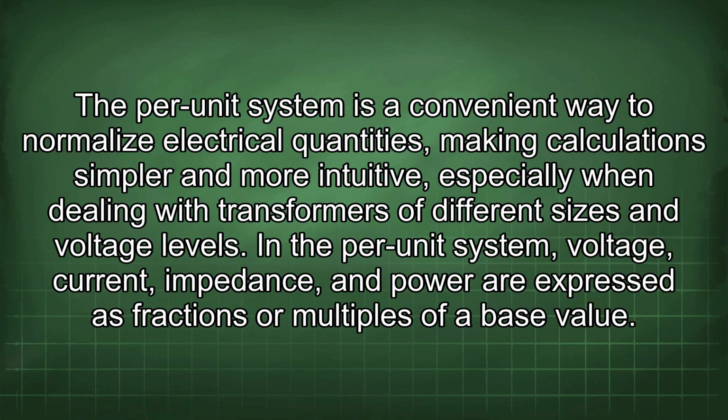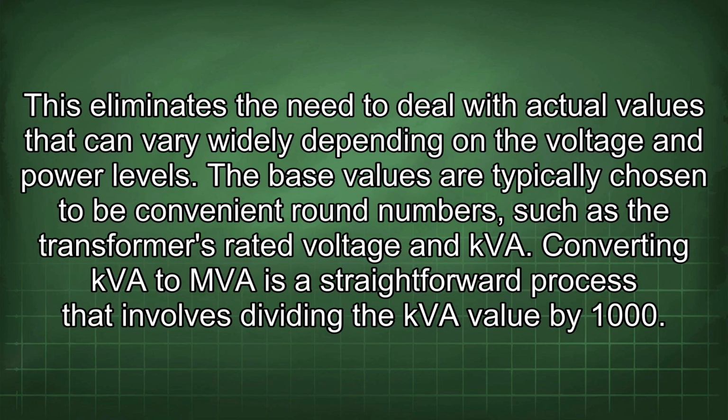The per-unit system is a convenient way to normalize electrical quantities, making calculations simpler and more intuitive, especially when dealing with transformers of different sizes and voltage levels. In the per-unit system, voltage, current, impedance, and power are expressed as fractions or multiples of a base value. This eliminates the need to deal with actual values that can vary widely depending on the voltage and power levels. The base values are typically chosen to be convenient round numbers, such as the transformer's rated voltage and kVA.